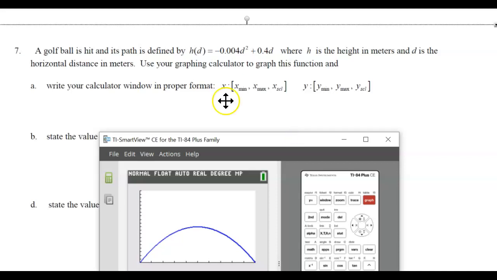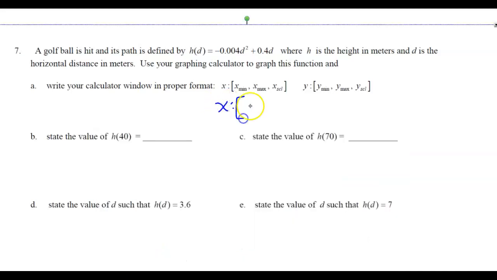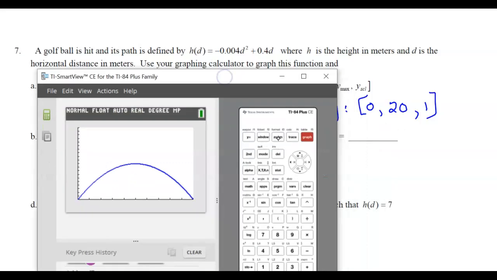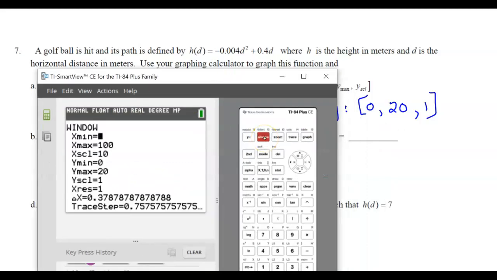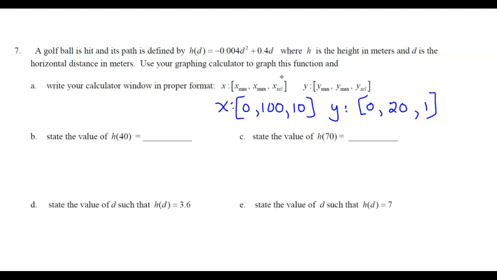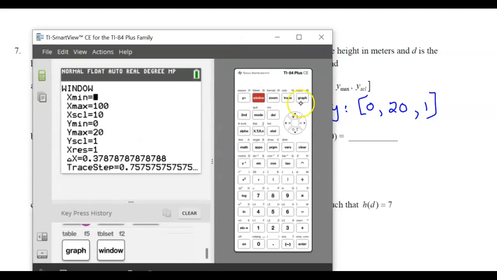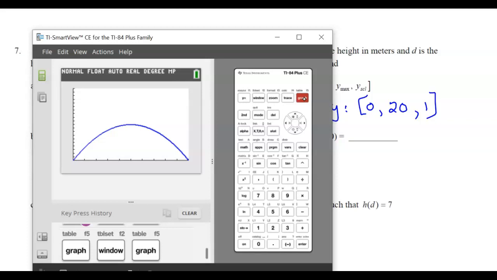So when I write this out, what did I do? 0 to 100, and I went up by tens. 0 to 20, up by ones, did I do? I think so, yeah. You can always check and just copy it out. Now the Casio is going to be the same. I'll do the same window. So now state the value of H of 40. So I'll do it here on the TI, and then I'll switch for the Casio.